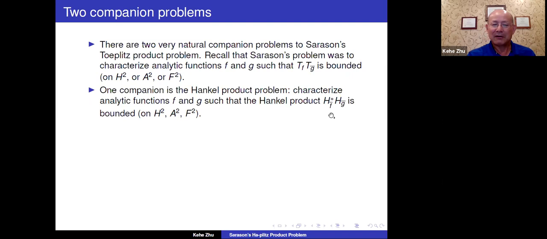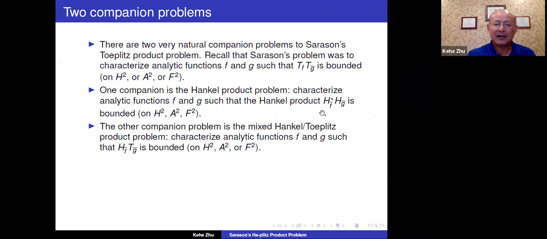Suppose, once again, in each one of these three cases, you look at two analytic functions, f and g, and you look at this particular product. Again, the order of multiplication matters, and for Hankel operators, if the symbol function is analytic, you have to use the conjugate of the symbol, because an analytic symbol will introduce a zero Hankel operator. So the formulation over here, you have to take some care to have the right formulation. Well, that is the first companion problem.